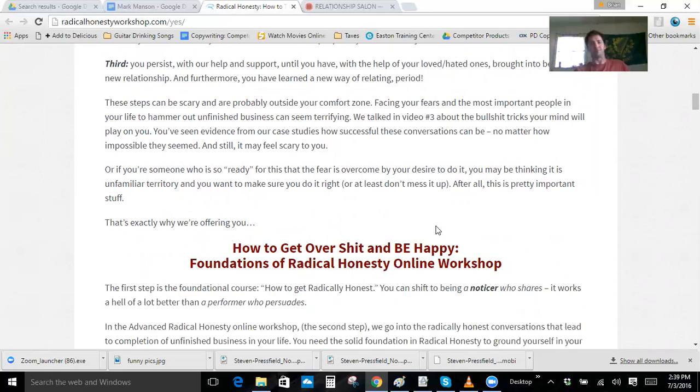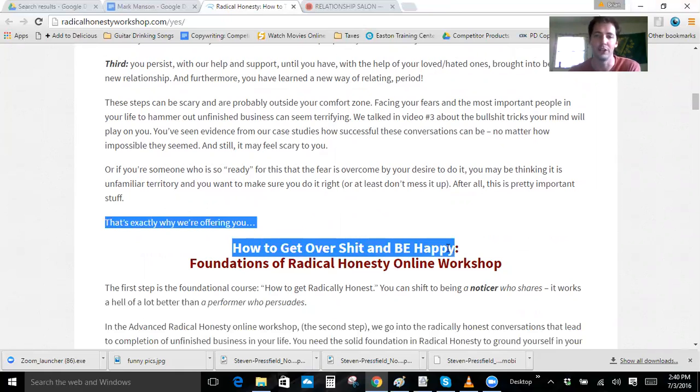And then they do something else that I find super smart. I wish I thought of this freaking line myself. After talking about what the workshop is and what it's about, they introduce, and that's exactly why we're offering you how to get over shit and be happy. This is great because it's one super simple, punchy line of what you're getting and why you should care. In just this one simple line.